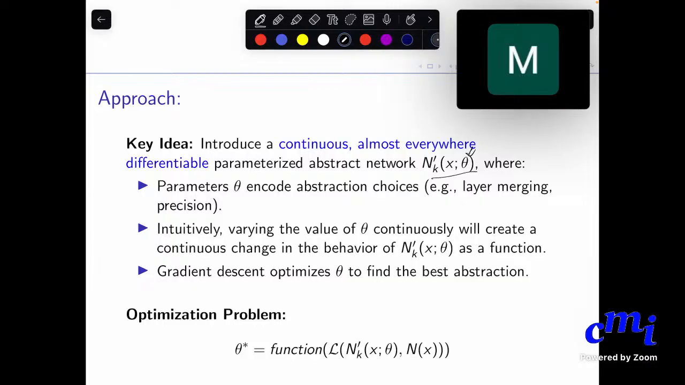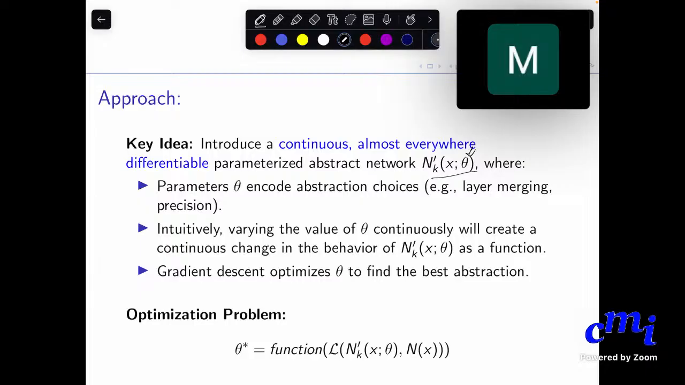So varying the value of theta continuously, we will create a continuous change in the behavior of the network as a function. And by using gradient descent, we will optimize that theta, the choices we are making, to get the best abstraction. And the neural network I showed earlier follows this, and that's why I use the term optimally abstracted neural network, because using gradient descent, we will optimize the choice of theta. The theta is the encoding of all the choices, and we will optimize the choice.